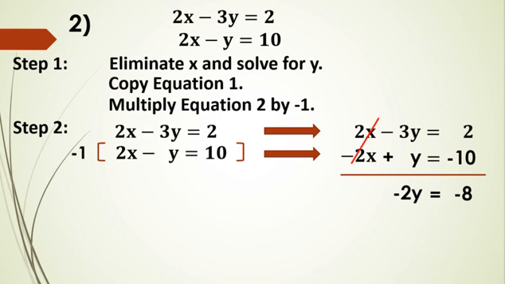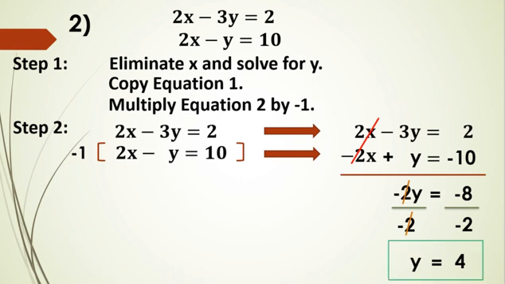To solve for y, divide both sides by negative 2. Negative 2y divided by negative 2 is y, equals negative 8 divided by negative 2, which is 4. Therefore, the value of y is 4. So, ang una nating sinolve dito ay value ng y. So, ang susunod naman nating isusolve ay value ng x.